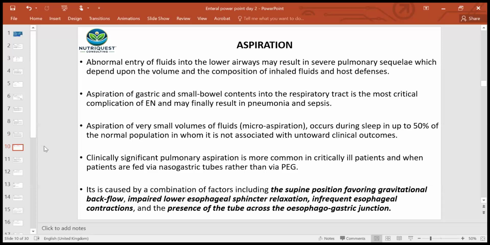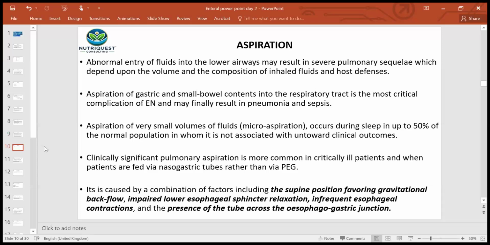Abnormal entry of fluids into the lower airways may result in severe, that one I think we've discussed. Aspiration of gastric and small bowel content into the respiratory tract is the most critical. I think that one we've already covered.